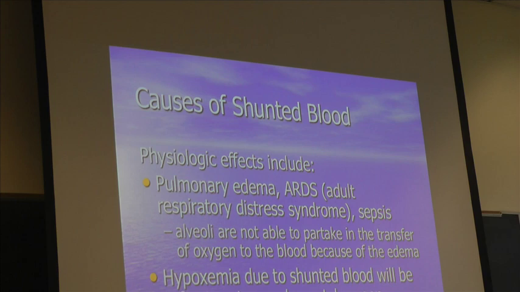So those were anatomic, and now we're talking physiologic. Physiologic causes of shunted blood would be pulmonary edema. Do you feel comfortable with that? If I say pulmonary edema, do you get a picture in your mind of alveoli floating with water, like there's a flood in the alveoli? You think the interstitial spaces have a lot of extra fluid, or there's so much fluid it's actually in the alveoli. So when you think pulmonary edema, get that picture in your mind.